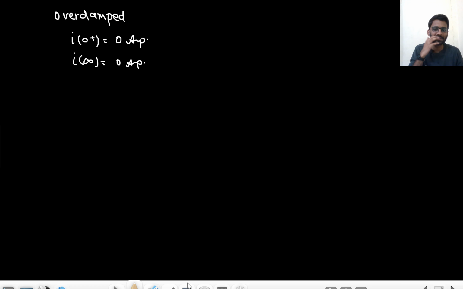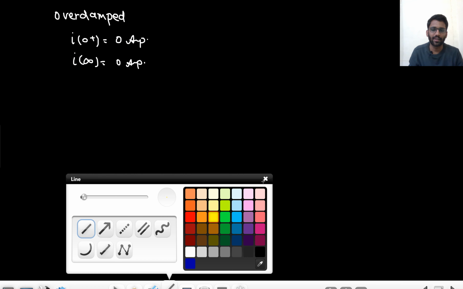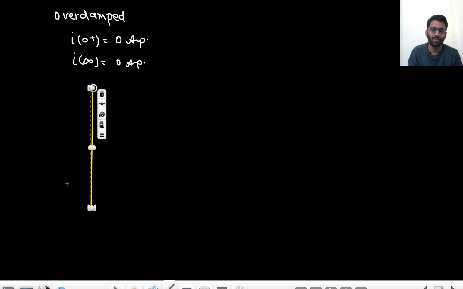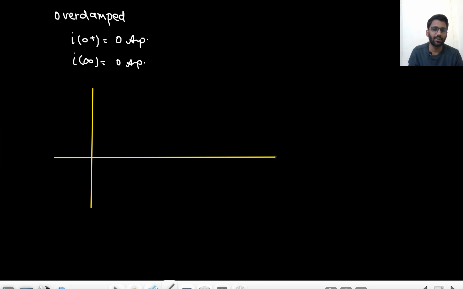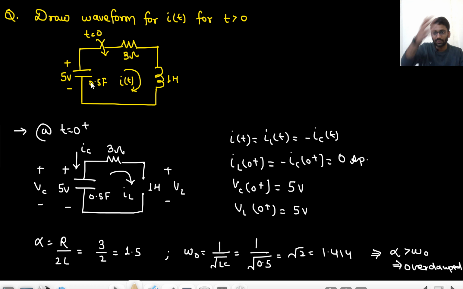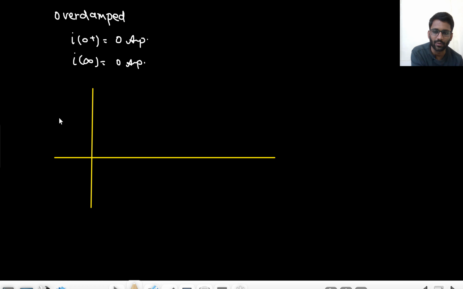Now we know that the response is overdamped. Now I can draw the graph. The response is overdamped. But will the current be always positive or negative? The current will be always positive. Why so? I just explained that this 5 volt will come across the inductor, and it will induce the current in this direction. So the current will be positive. Current will always be positive and it will go like this.